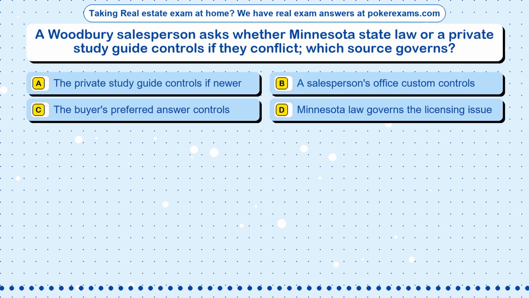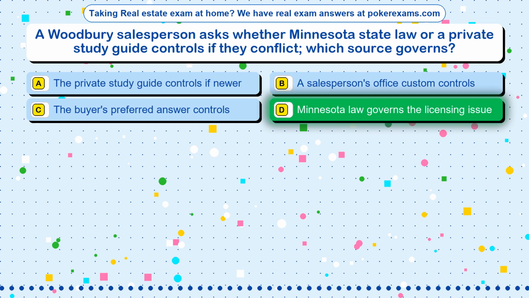Question 24. A Woodbury salesperson asks whether Minnesota state law or a private study guide controls if they conflict. Which source governs? Option A. The private study guide controls if newer. Option B. A salesperson's office custom controls. Option C. The buyer's preferred answer controls. Option D. Minnesota law governs the licensing issue.